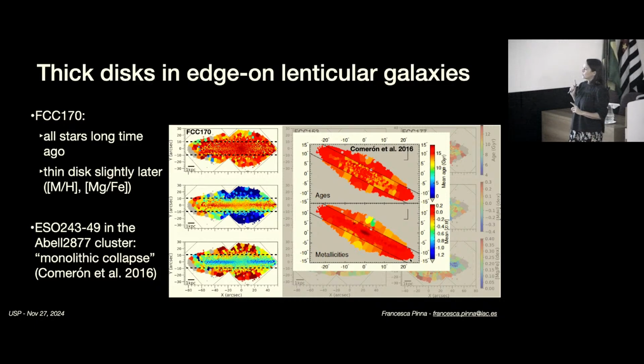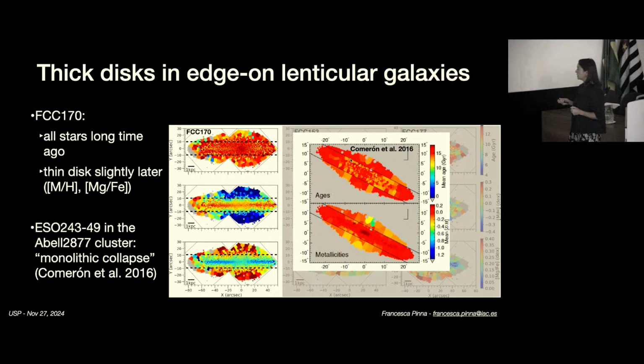So these were not the first studies on lenticular galaxies, because in 2016 we also had a study from Comerón et al. of one galaxy in another galaxy cluster, and they found a similar pattern of age and metallicity to one of my galaxies, the one that is overall very old. You remember the one with an old thin disk. They also found that this galaxy was overall very old.